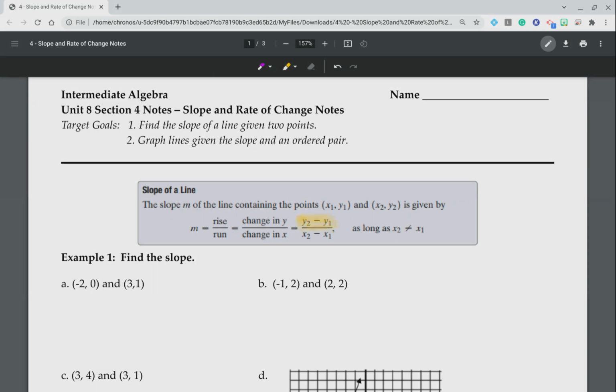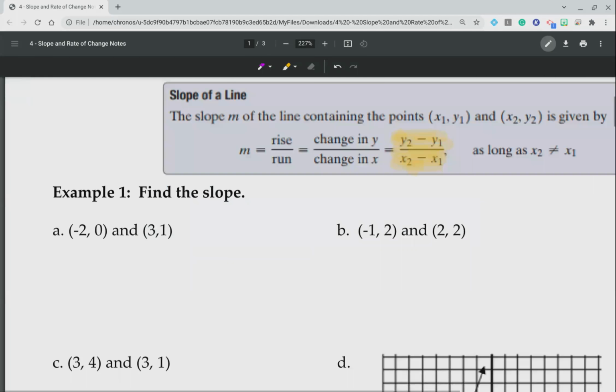And here is our slope formula, okay? So remember when we have an ordered pair, it is given to us in the form x comma y. So in our formula, we have an x1, y1 and an x2, y2. So the first thing I like to do when I'm trying to find my slope is label those points. So I'm going to call this x1, y1 and x2, y2, right? Because an ordered pair is in the form x comma y.